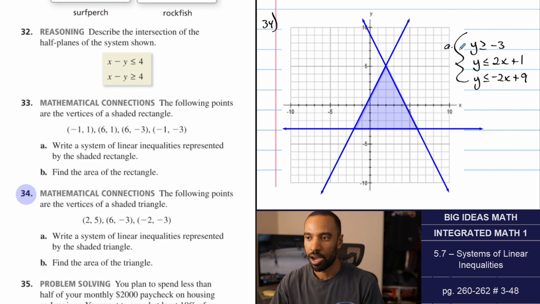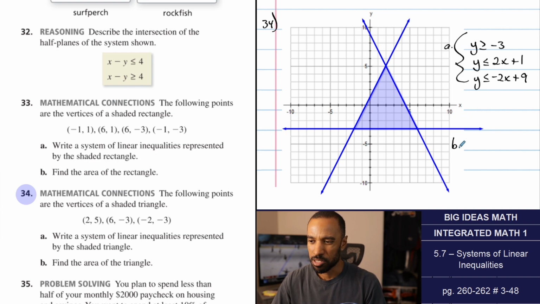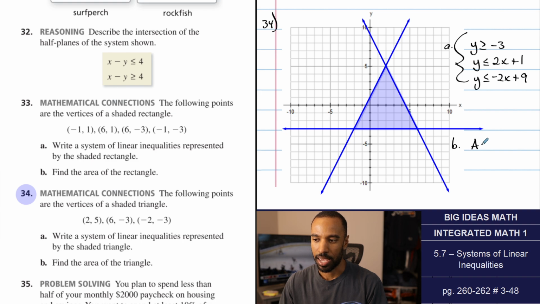This is part A on the system. Part B, is it just going to ask me for area? Yeah, find the area of the triangle. So a triangle's area is defined by 1/2 base times height, but your base needs to be one of your side lengths, and your height must be perpendicular to the base you define. So clearly we want to find this length and then this length right there, okay?